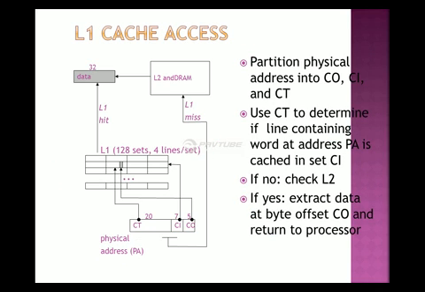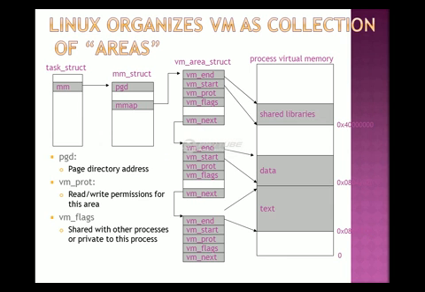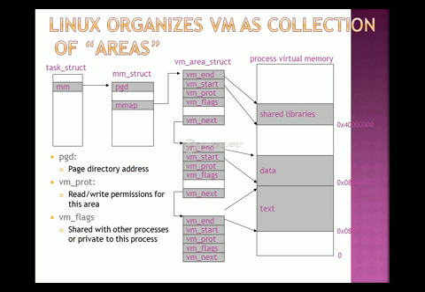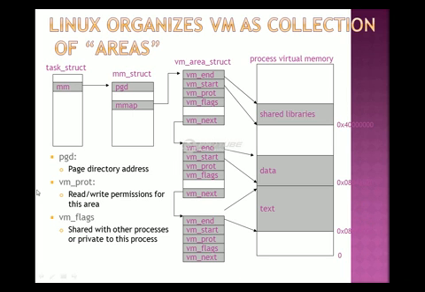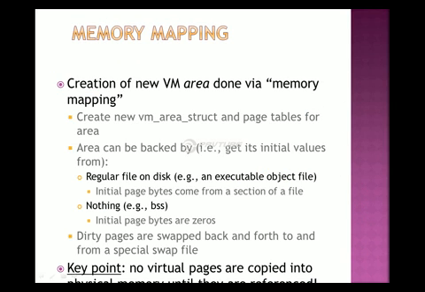Then we discussed the L1 cache access, how to translate and how to access the L1 cache, and how to speed up the L1 access. Then Linux, how Linux organizes the virtual memory as a collection of areas, also known as segments: the PGD, that is the page directory, the address, vm_prot, vm_flags. Then we also discussed Linux page fault handling, how the page fault handler addresses a page fault.